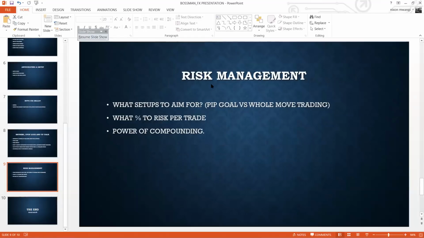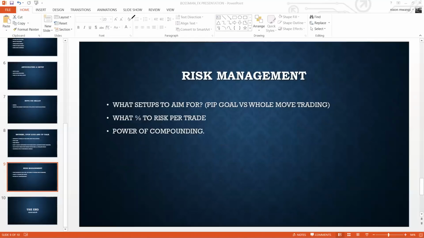Oops. So what setups do you aim for? This is just like an overview. I know many people don't understand what risk management is, and Forex 6 God is actually going to cover that. He's going to be giving his presentation in 10, 15 minutes.